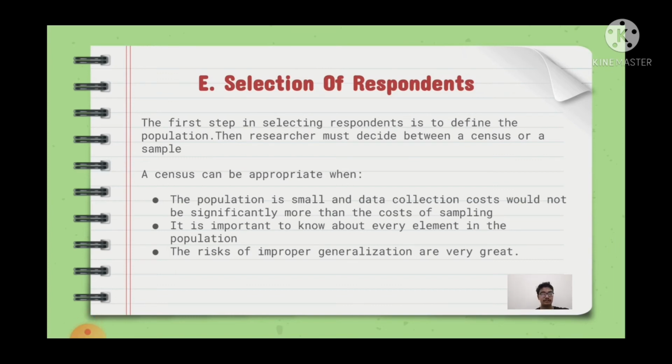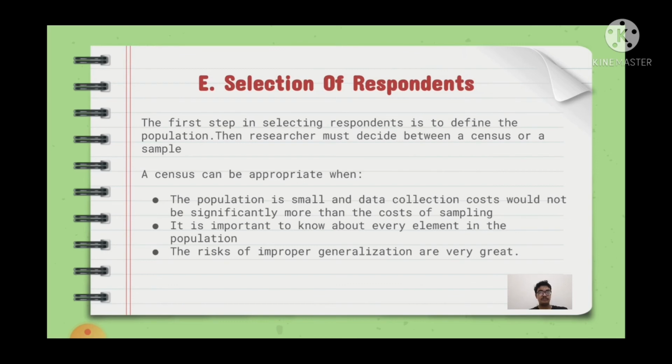Selection of respondents. The population is the entire group of people or set of events that are relevant to the research project. The first step in selecting respondents is to define the population. Then the researcher must decide between a census or a sample. A census can be appropriate when the population is small and data collection costs will not be significantly more than the cost of sampling. It is important to know about every element in the population.